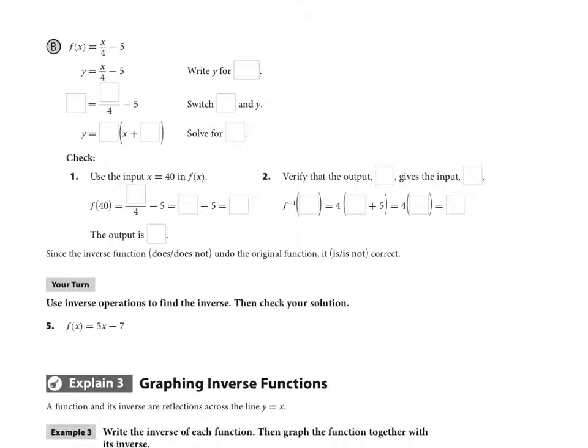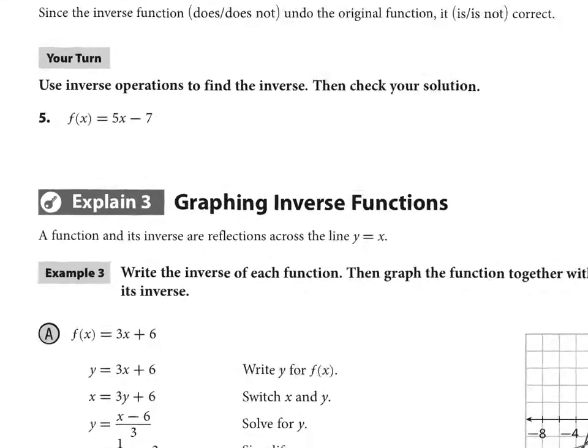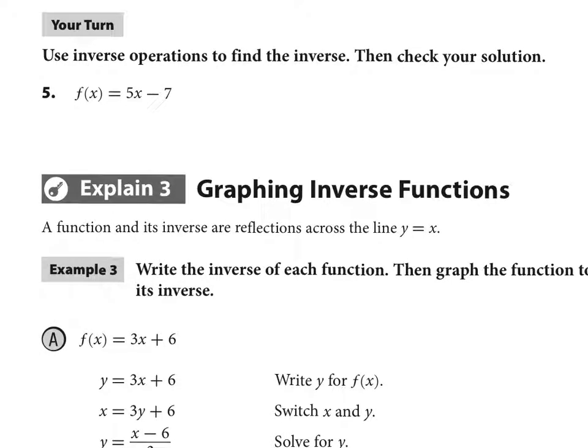Okay, so this says use inverse operations to find the inverse and check your solution. I'm probably going to do this slightly different than the book does, but I always write this as y equals 5x minus 7. What I'm going to do is flip-flop these, and a colored pencil might not be bad here so you realize when you're doing your inverse, but I'm just going to switch these up. So this now becomes x equals 5y minus 7.